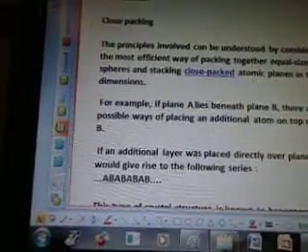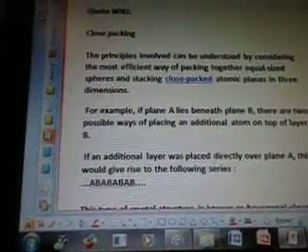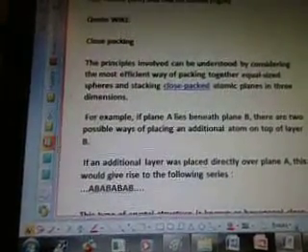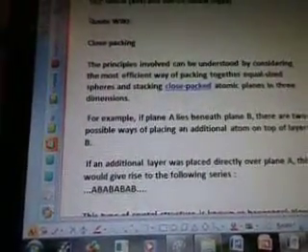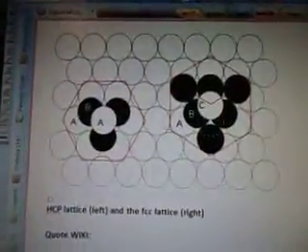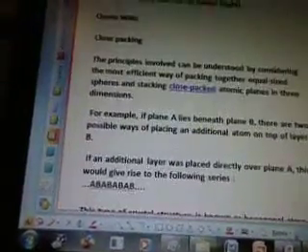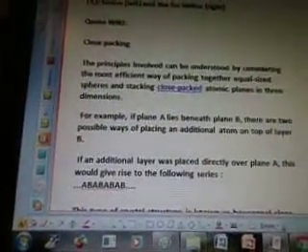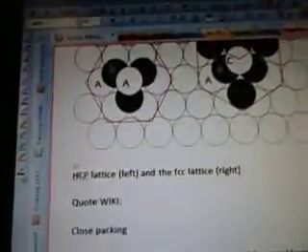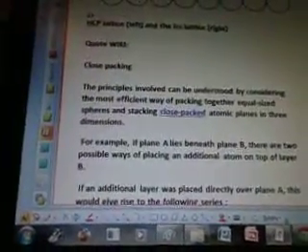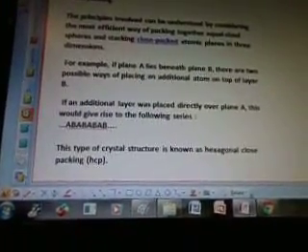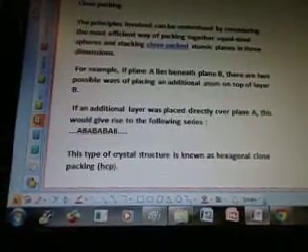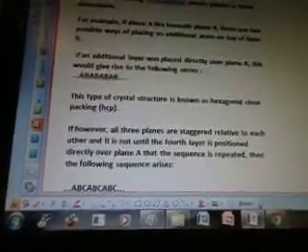Quote from Wiki, close packing. The principles involved can be understood by considering the most effective way of packing together equal-sized spheres and stacking close-packed atomic planes in 3 dimensions. So these are all spheres, and obviously you can get them to float together. For example, if plane A lies beneath plane B, there you go. There are 2 possible ways of placing an additional atom on top of layer B. If an additional layer was placed directly over plane A, this would give rise to the following series: A, B, A, B, A, B, A, B. This type of crystal structure is known as hexagonal close packing, HCP.